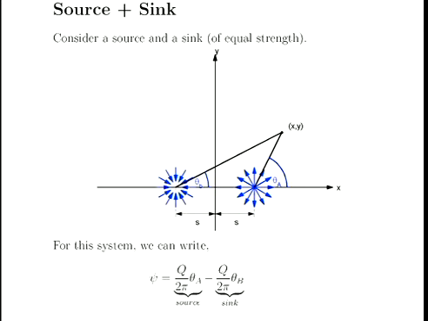Okay, so theta a is the angle that that point in space xy makes with the source, and theta b is the angle that that point in space makes with the sink. Is that clear?